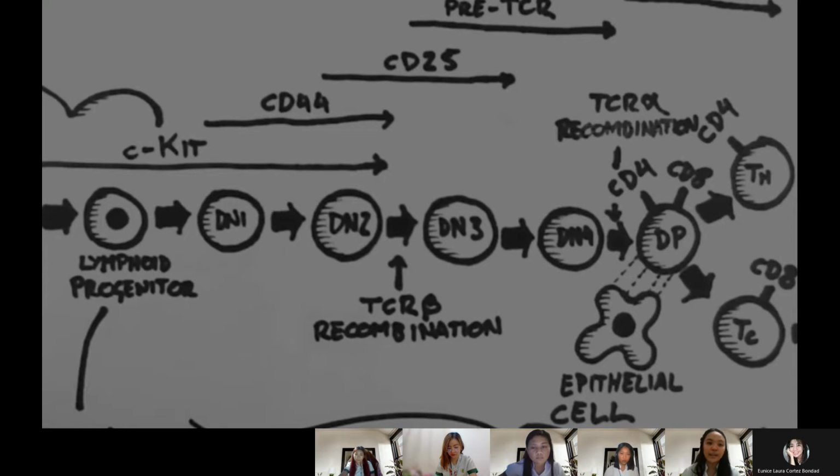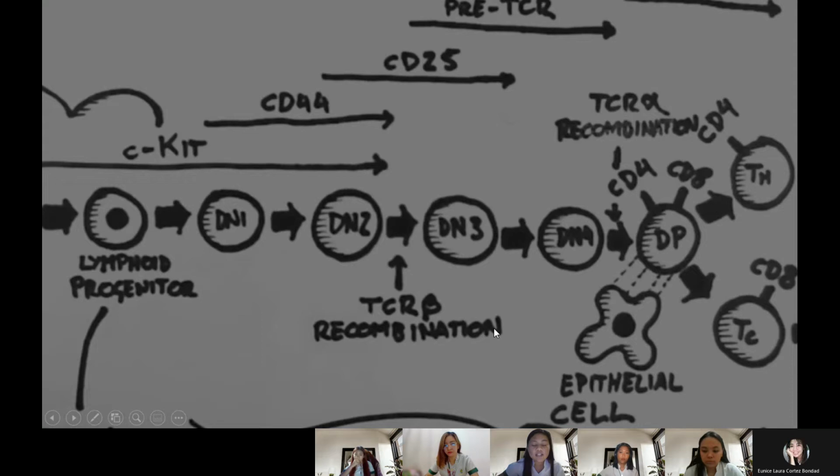And then to further explain, here is Miss Javier. So for the T cell receptor beta chain, it is analogous to the B cell receptor heavy chain and it rearranges first. So yung rearrangement, it occurs between the double negative 2 and the double negative 3 cell. So once the beta chain is rearranged, it can be expressed by the double negative 3 cell, and this chain makes up the major component of the pre-T cell receptor.